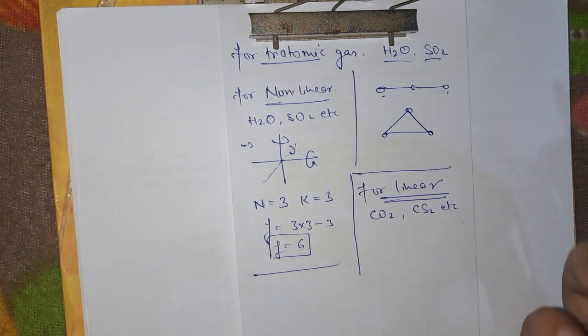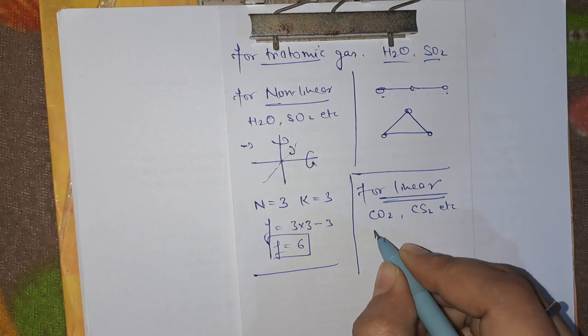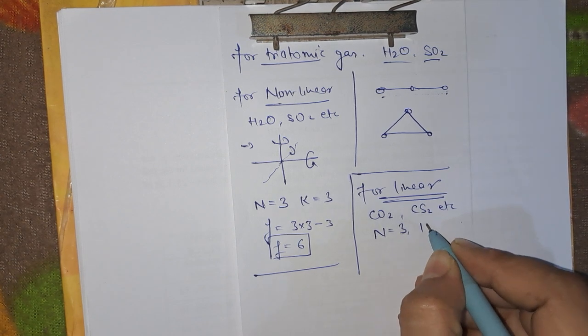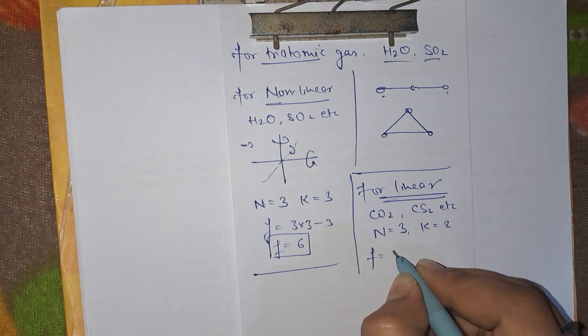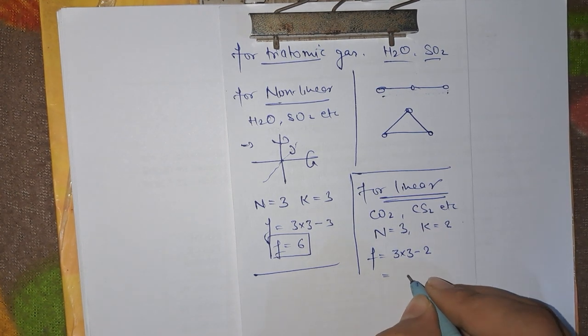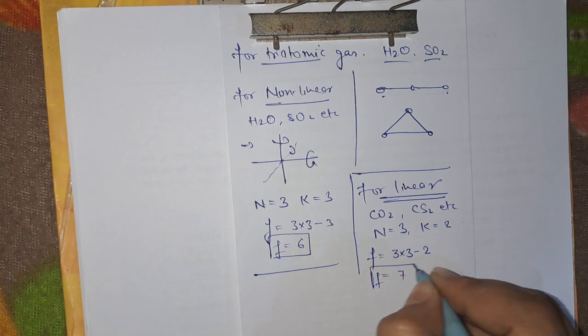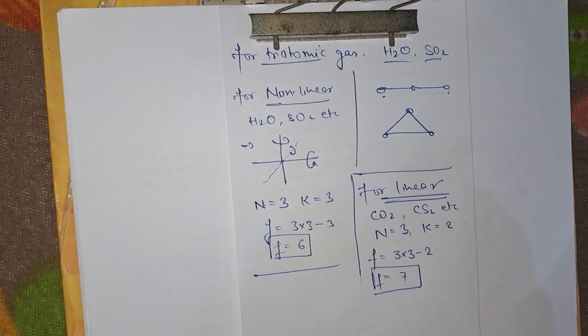So the independent relation between them would be only 2. So n value is 3, but k value is 2. We can say 3 into 3 minus 2, that will give you 7. So for linear atomic molecules, triatomic molecules, the degree of freedom is 7.